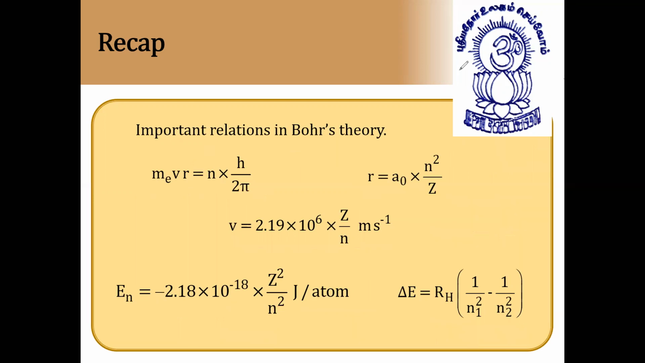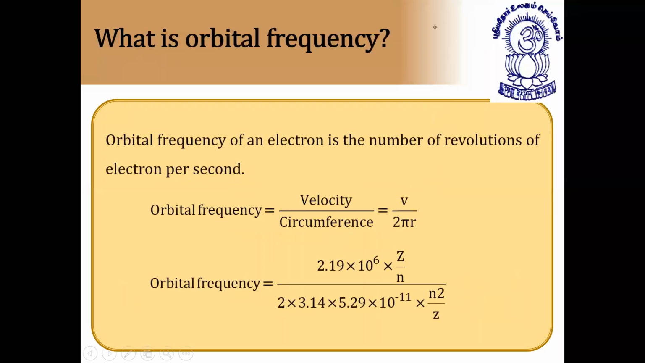Next, what is orbital frequency? So you know orbit. Now orbital frequency of an electron is the number of revolutions of electron per second. Orbital frequency is nothing but number of revolutions of electron per second. So this formula is nothing but v by 2 pi r. So velocity by circumference. And orbital frequency is equal to, since velocity of electron is 2.19 into 10 to the power of 6 into Z by n, that is orbit number, by 2 into pi value is 3.14, and r value is 5.29 10 to the power of minus 11 n square by Z.